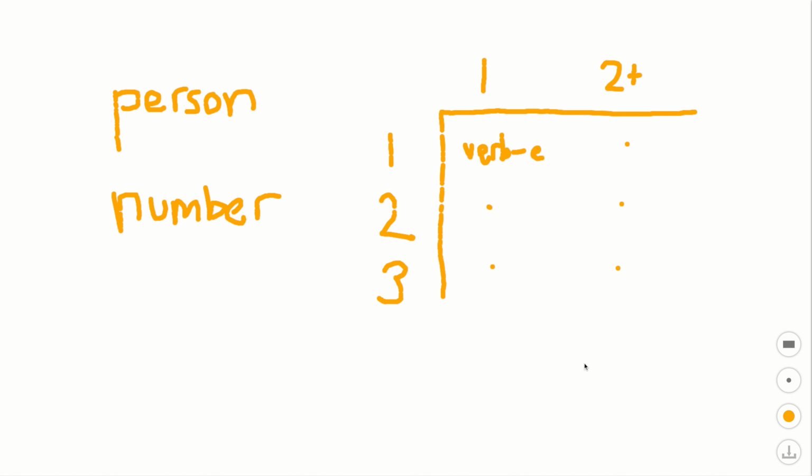And in these videos where we talk about ancient Greek conjugations, we'll be using this setup. In the next video, I want to talk about the present tense, how we do this in the present tense specifically.